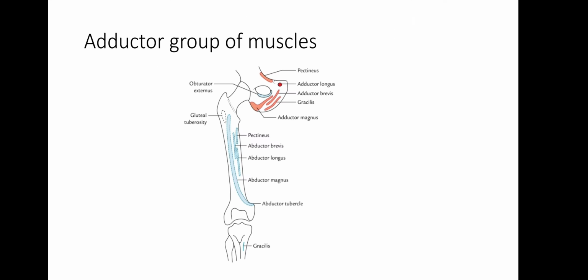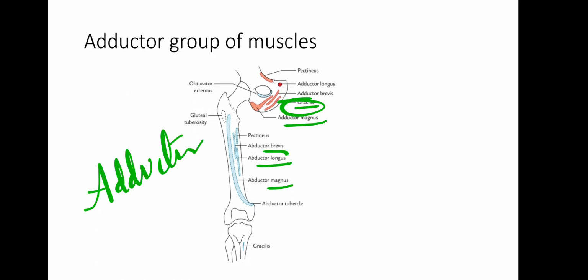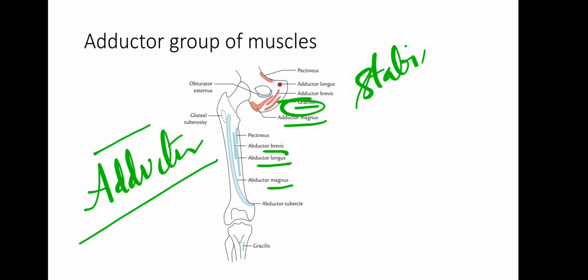Coming to the adductor group of muscles, we have the gracilis, adductor magnus, adductor longus and brevis. We have the gracilis and the adductor group of muscles, all of which cause adduction at the hip joint. Any amount of adduction is not going to contribute to the stability. So gracilis or any other adductor muscle causes adduction, and adduction doesn't contribute to the stability.